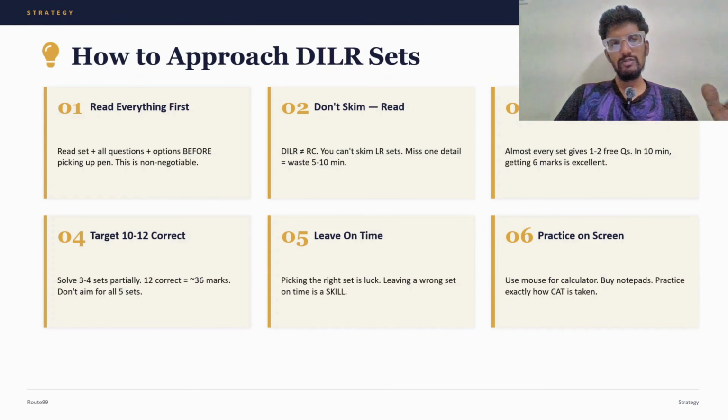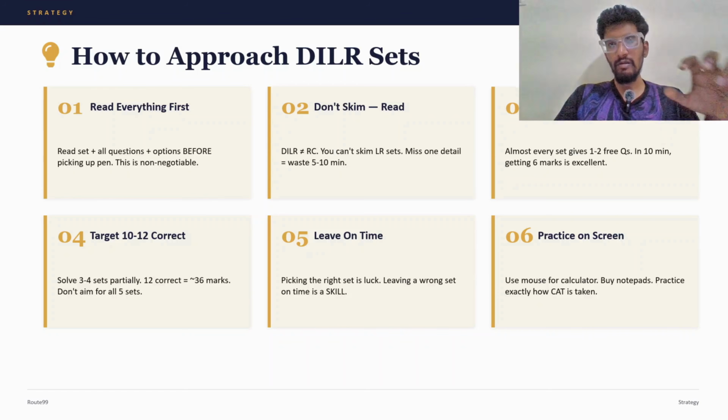Now, students are asking me how to approach DILR sets. Let me tell you what separates the 99 percentile from everyone else. It's not intelligence, it's not decision making. The best students do 6 things. First thing is they read the entire set before solving it. They don't skim, guys. They identify the free questions. They target 10 to 12 questions, and they try to solve them. They don't leave good questions quickly.